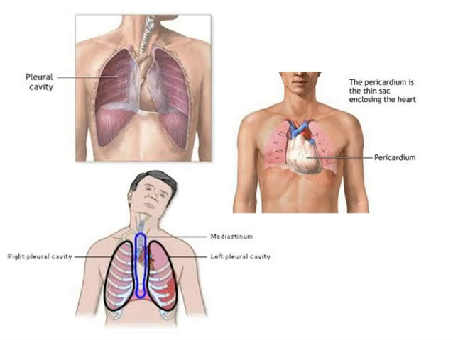Take a look at the pictures on this slide. The pleural cavity is a subdivision of the thoracic cavity. There are both right and left pleural cavities in the thorax or the chest. Inside the right pleural cavity, you're going to find the right lung, and inside the left pleural cavity, you're going to find the left lung.